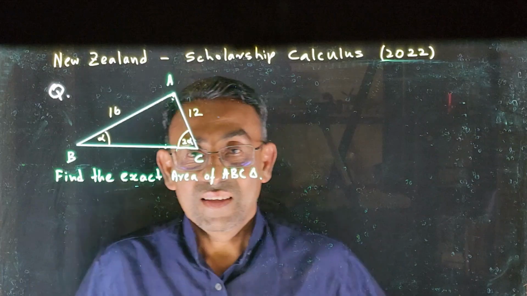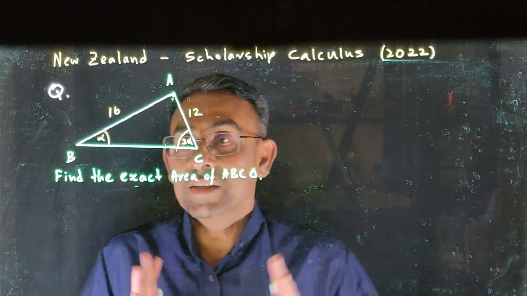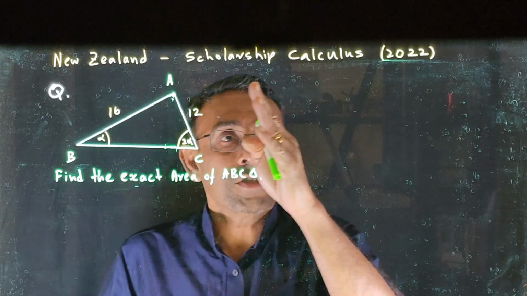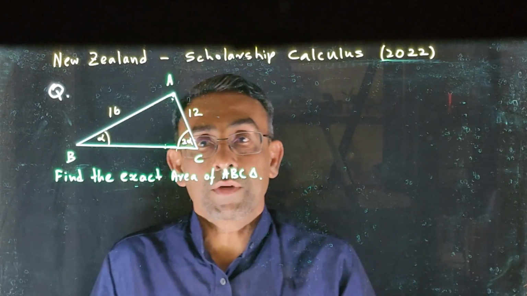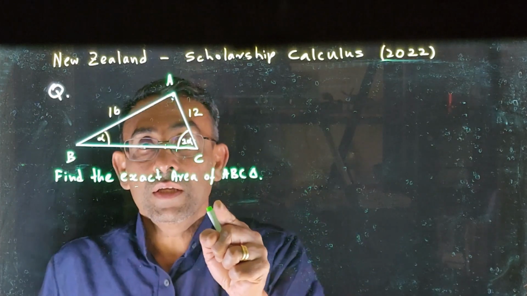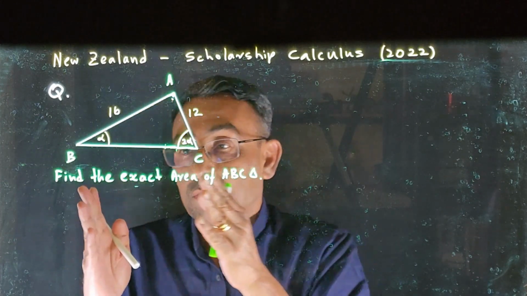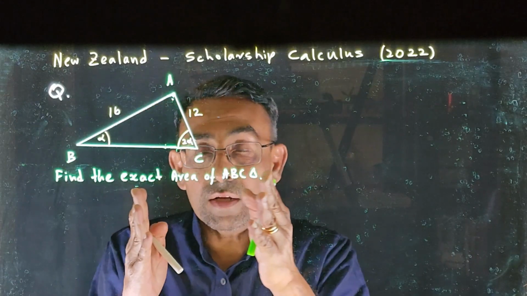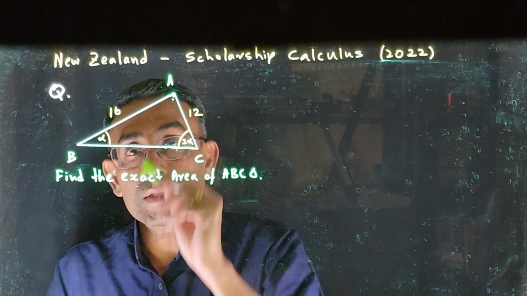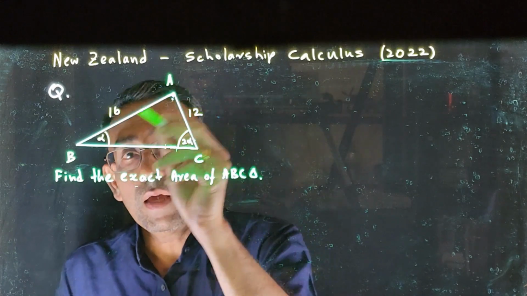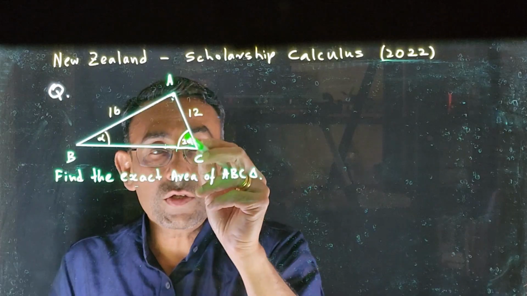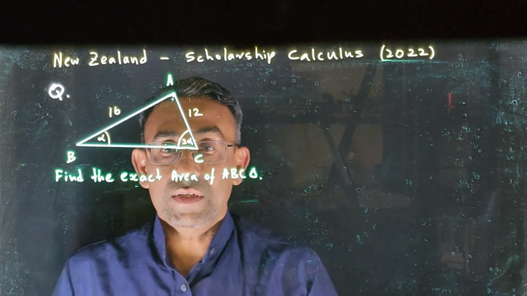Hi guys. So in this lesson, we are going to look at a question from the New Zealand Scholarship Calculus 2022 examination. A triangle ABC is given, and we want to find the exact area of triangle ABC. Some of the values are given. AB is 16, AC is 12, angle ABC is alpha, and angle ACB is 2 alpha, twice the angle of ABC.